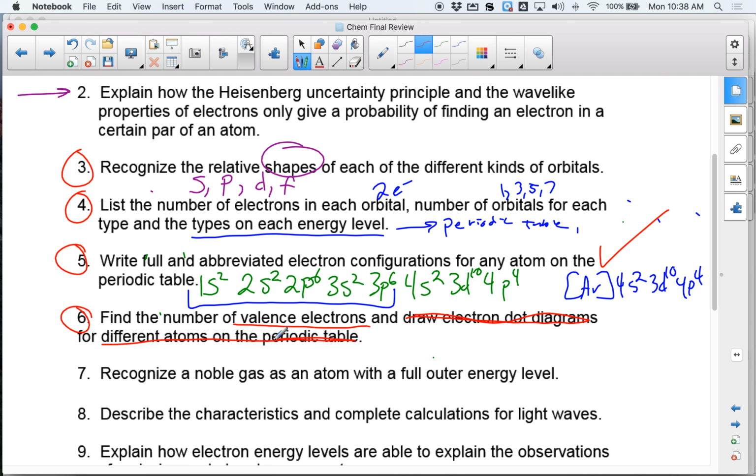Neon and argon would have 8. And then helium right here, remember, don't get mixed up that it's in that row. We still count from left to right. Helium's only got 2. Okay, any questions there?